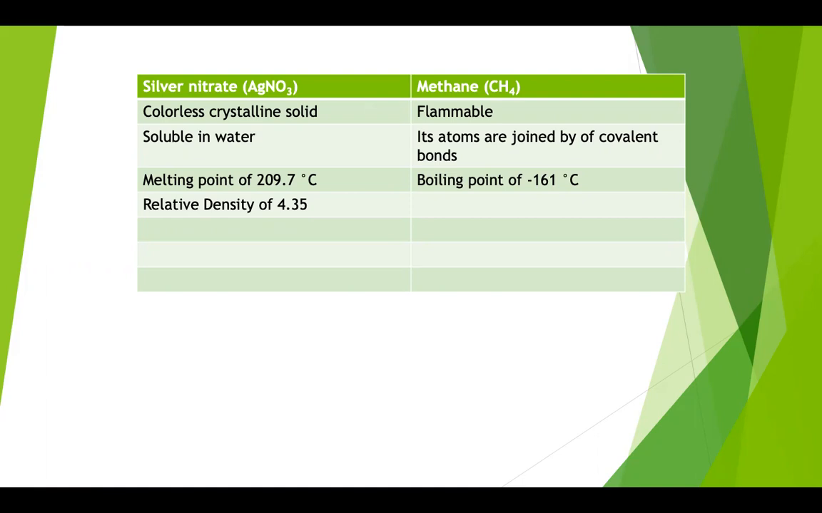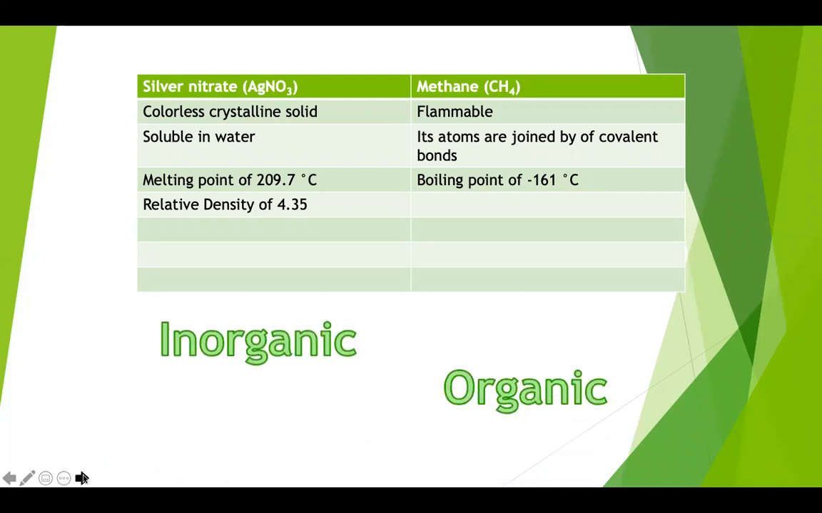On the other hand, organic compounds have low melting and boiling points, they have covalent compounds, they are combustible, they are insoluble in water, etc. If we see the properties of methane, they are exactly the same. So, at the end, silver nitrate is an inorganic compound and methane is an organic compound.